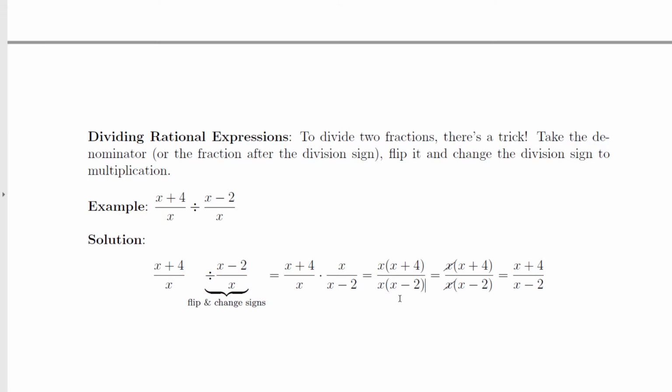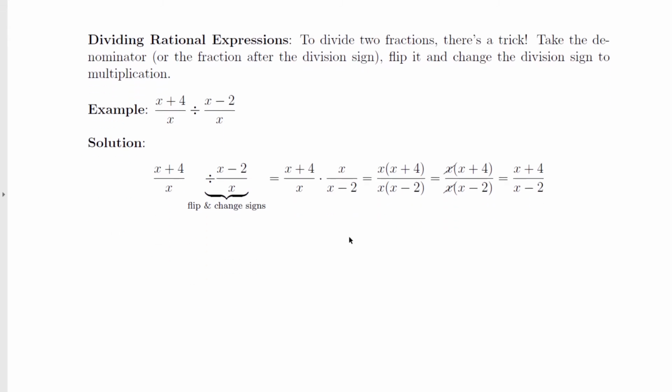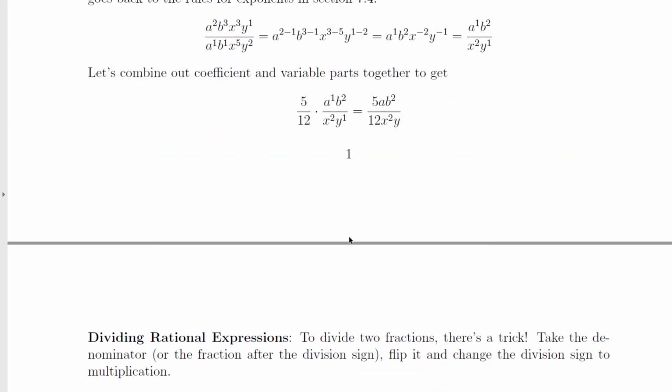So now we can go in, and just like we did above, we can cancel out what is common between both the numerator and denominator. There's an x in the numerator, an x in the denominator. We can cancel those out, and we're left with just the remaining pieces. So that is an example of dividing a rational expression.